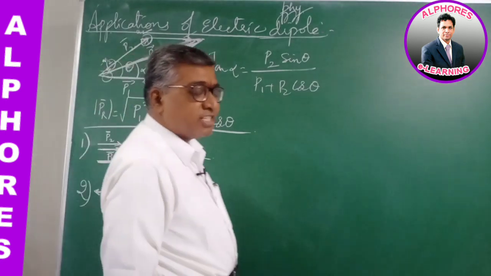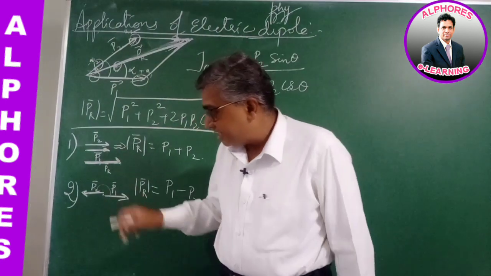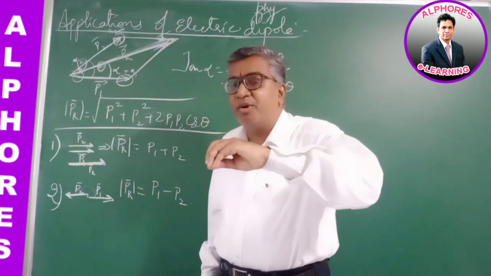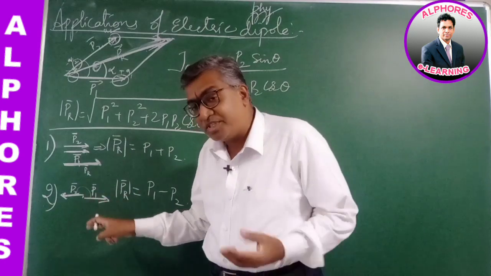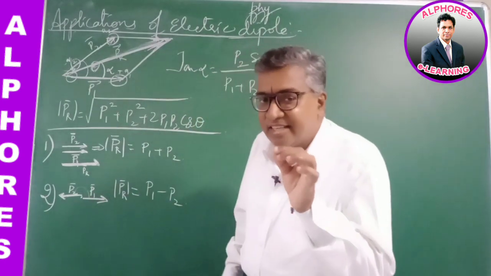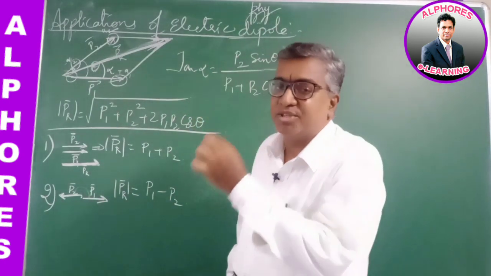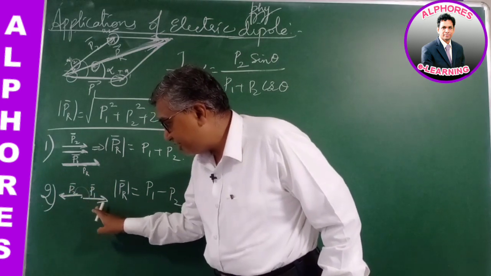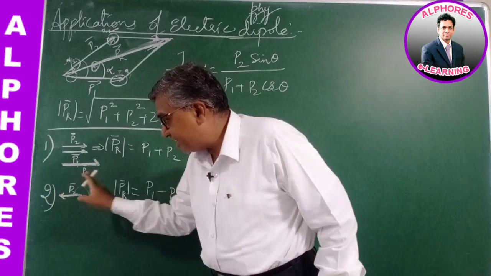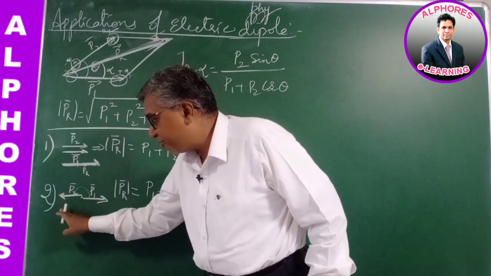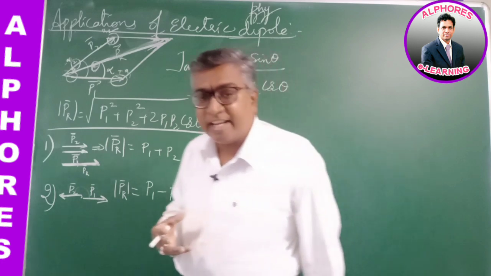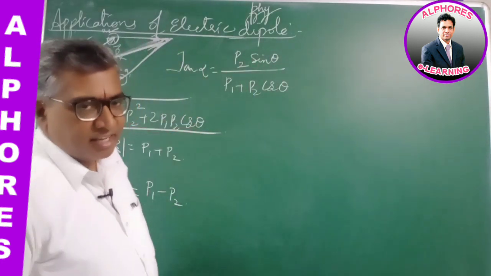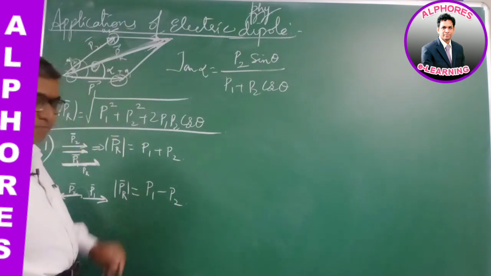Now, what is the direction of the resultant dipole moment in this case? Out of P1 and P2, whichever one is dominant, the resultant dipole moment will be in the direction of that dominant one. Suppose P1 is greater than P2, the resultant will be along P1. If P2 is greater than P1, the resultant will be along P2. So the resultant dipole moment direction will be in the direction of the dominant electric dipole.